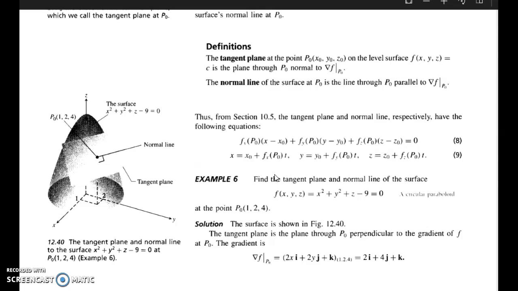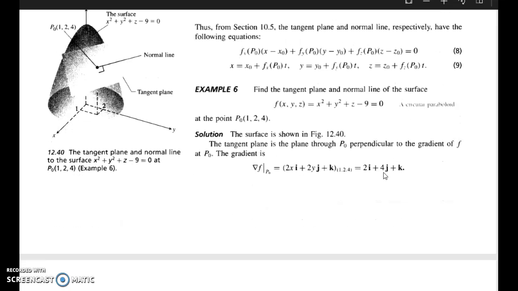Next, this is the equation for the normal line: x equal to x0 plus fx at the point p0 into t, y equal to y0 plus fy at the point p0 into t, z equal to z0 plus fz at the point p0 into t.